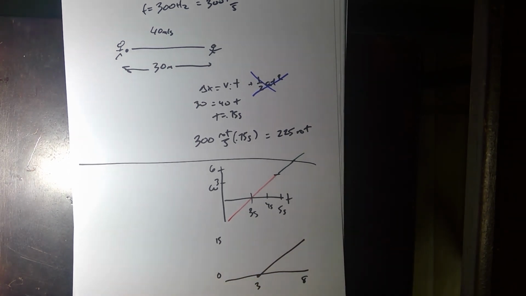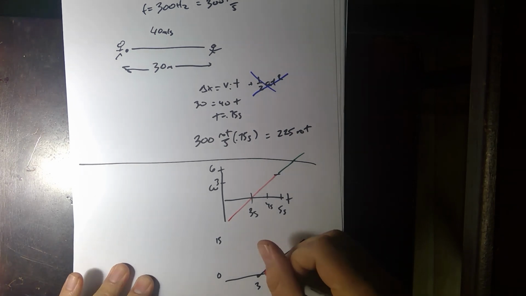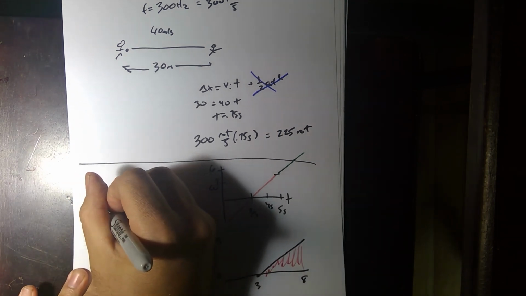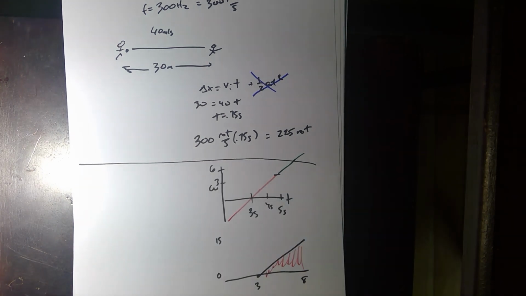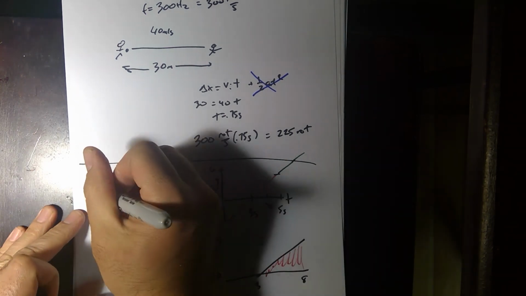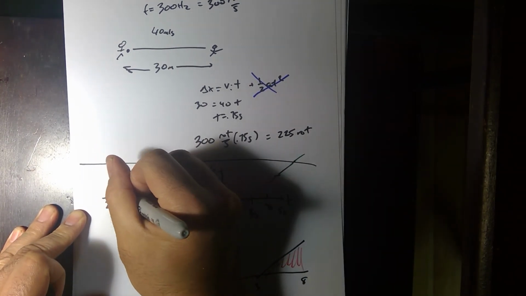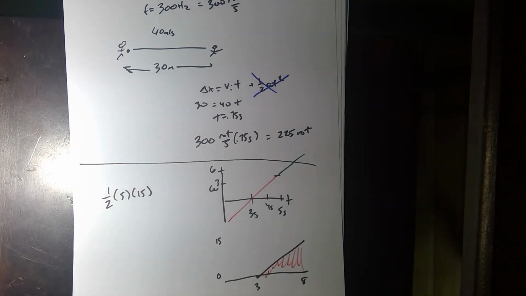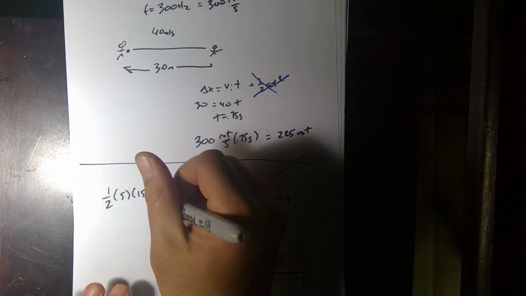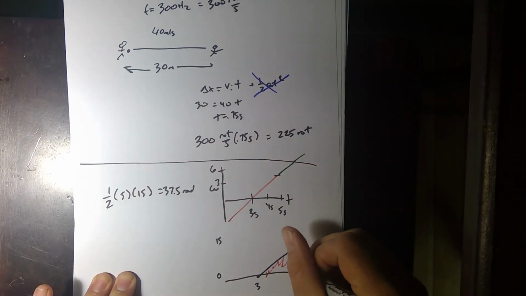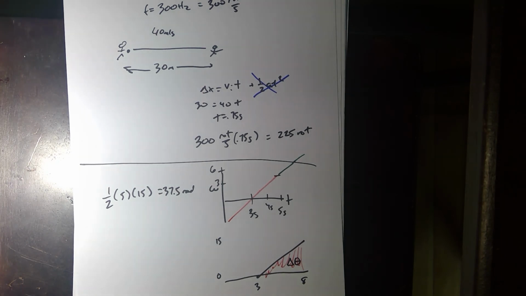And what we need is the area under that curve. So, should be pretty simple. Area is 1/2 base times height. So we have 1/2, the base is 5 seconds, the height is 15. I get 37.5 radians, and that gives us our displacement delta theta, which is the area underneath that curve. More problems to go later.